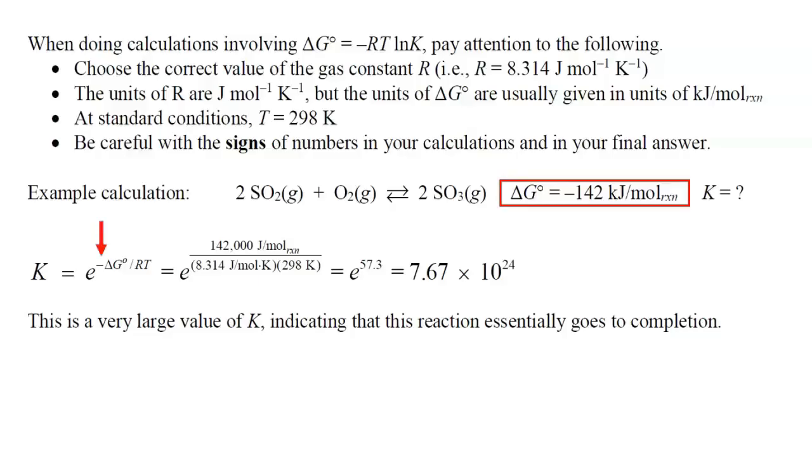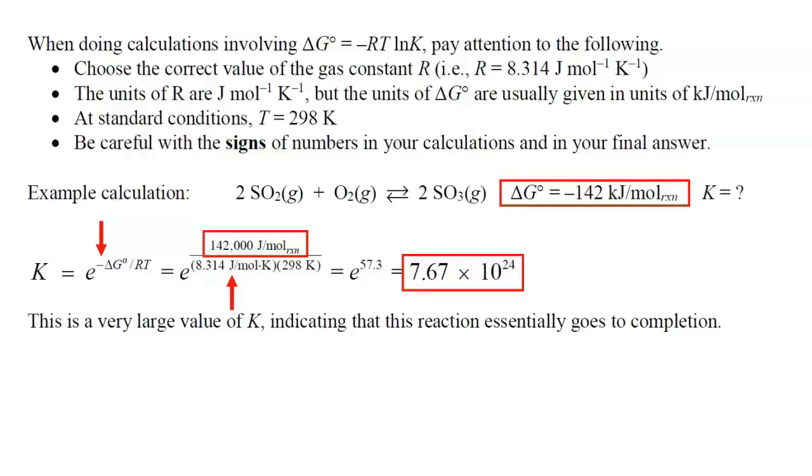There's already a negative in the exponent, so a negative times a negative is a positive, and then I changed from kilojoules to joules so that the units of joules would be matching on the top and the bottom of this ratio. So that's why I have 142,000 joules per mole of reaction, and on the bottom I have 8.314 joules per mole Kelvin, as well as the 298 Kelvin. So when I do that math, I get e raised to the rather large number 57.3. So look at that value of K. That's a very large value of K, indicating that this reaction essentially goes to completion.